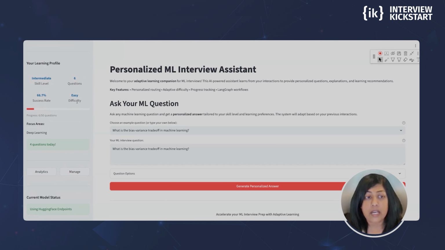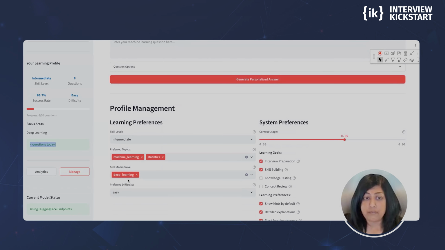66.7%, and their difficulty level with these questions has been easy. Their focus area is deep learning. This is the area that they want to build and improve their skills on. And 4 of the 6 questions they practiced with were from today alone. All right. This is how a demo user would manage their profile. They would change their skill level.